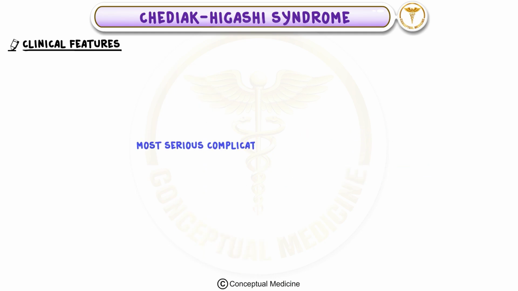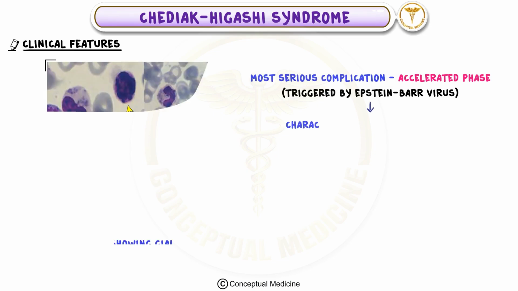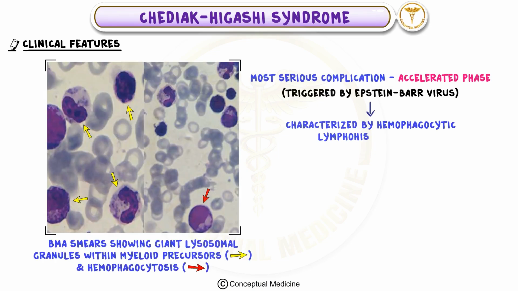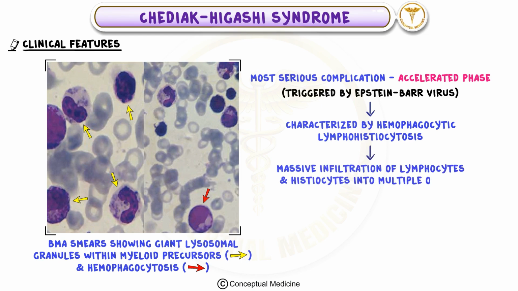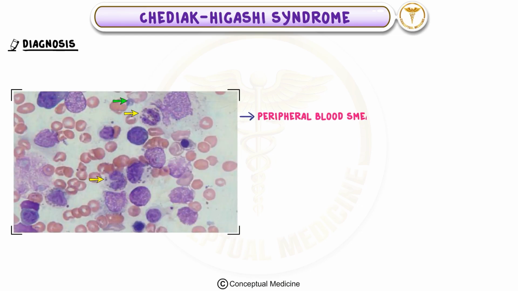One of the most serious complications of this syndrome is the accelerated phase, which can be triggered by infections like the Epstein-Barr virus. This phase is characterized by a severe, life-threatening condition called hemophagocytic lymphohistiocytosis, or HLH. In this phase, there is massive infiltration of lymphocytes and histiocytes into multiple organs, leading to significant damage and, without treatment, death.